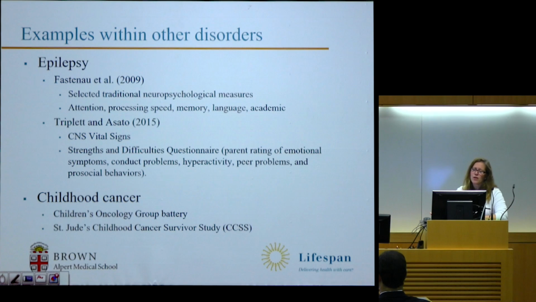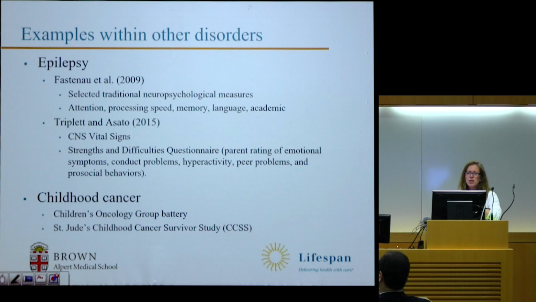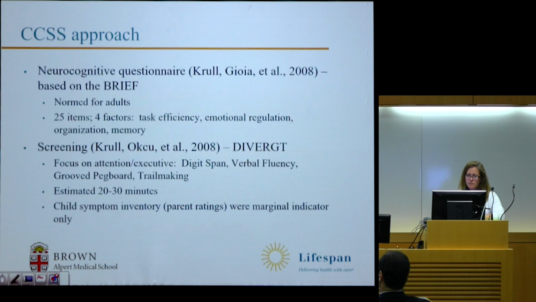Some other folks in other disorders have really worked on how to create a screening model. How can we screen kids and look at kids before and after to get a better sense of the prospective nature of diseases? They've done that either with traditional measures or using some of these computerized batteries, and I'm going to talk more about the ones I'm more familiar with, which is in childhood cancer.